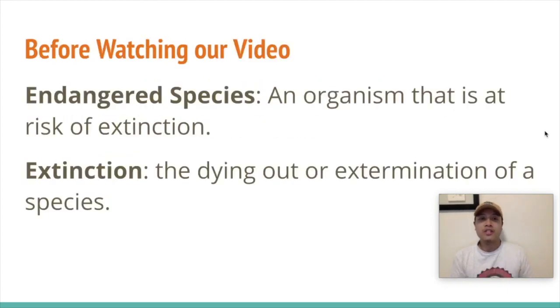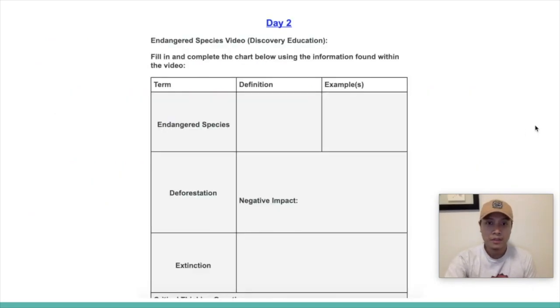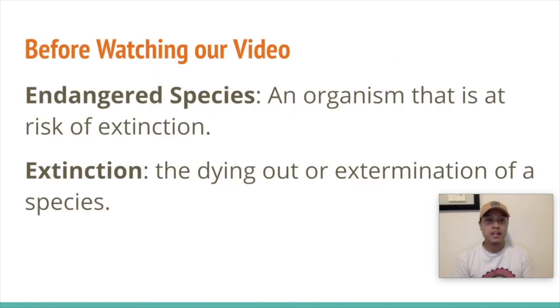So before watching your video, I want you to look at your student workbook. I want you to look at the chart that you see here. And then I want you to fill in the notes for endangered species and extinction. The term endangered species means it's an organism that is at risk of extinction. Now, what is extinction, you might ask? Well, just look down a little bit further. Extinction is the dying out or the extermination of a species.